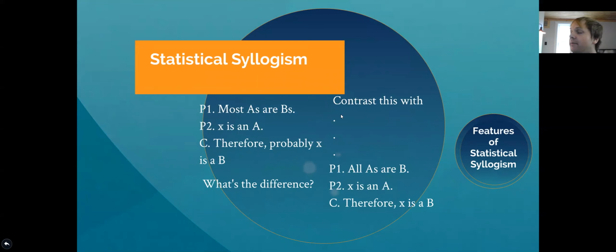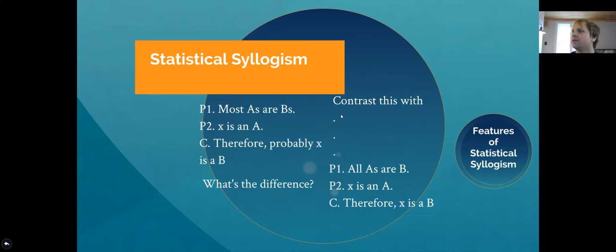All right, so the first general argument form that we're going to talk about is what's called statistical syllogism. It has this general form. Most A's are B's, X is an A, therefore probably X is a B. Which you can contrast with a deductive form, which says all A's are B's, X is an A, therefore X is a B. In this case, there's one clear difference between these two arguments, and it comes in the first premise. Technically, there's a difference in the conclusion too, with the word probably, but one of the most important differences is between the use of most and all.